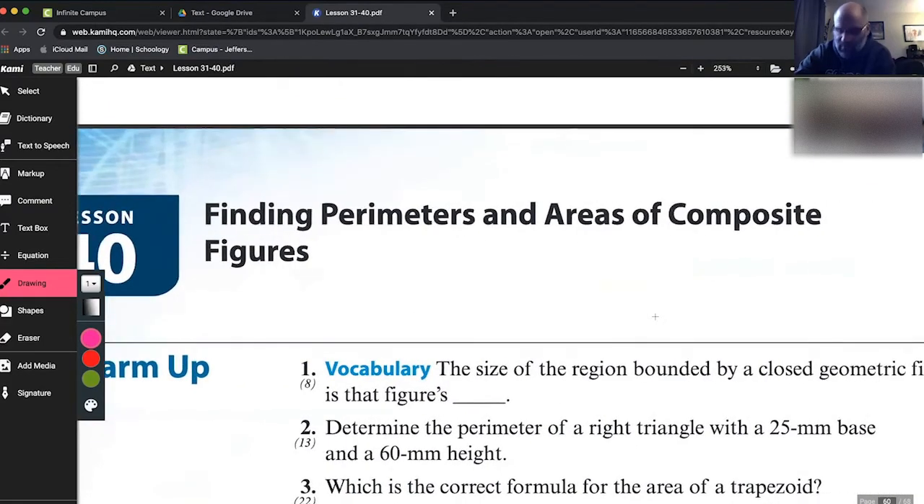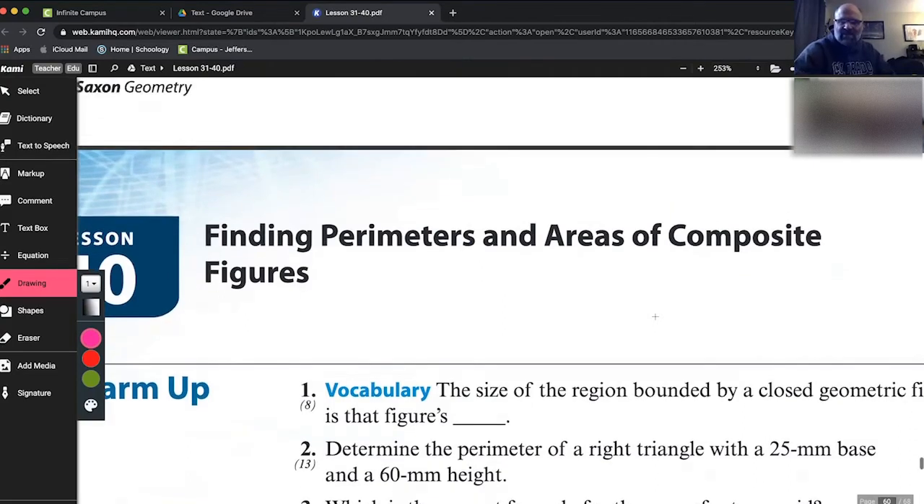Okay, so we're going to talk about perimeters and areas of composite figures. Well, what the heck are composite figures? Can you guys figure that out?